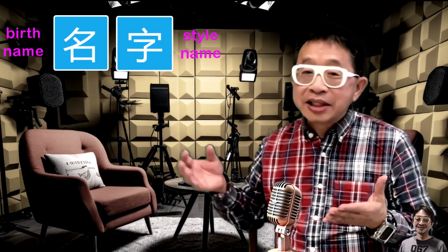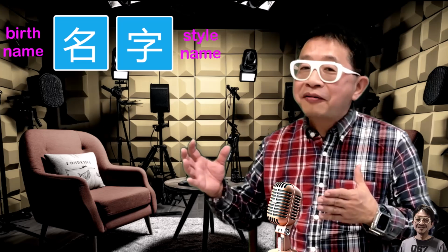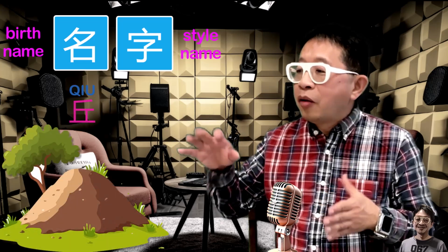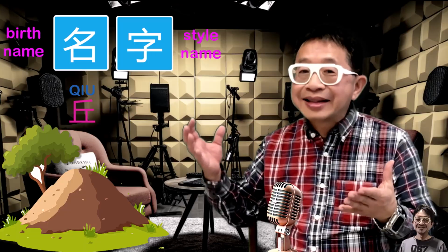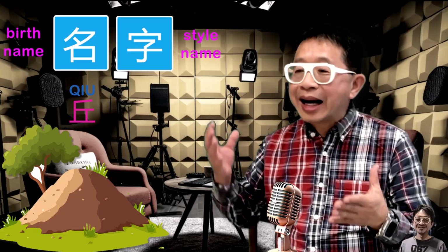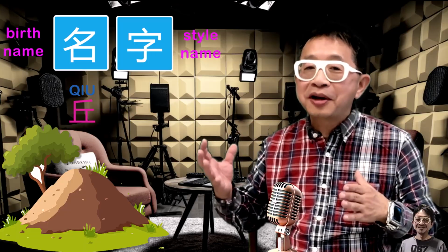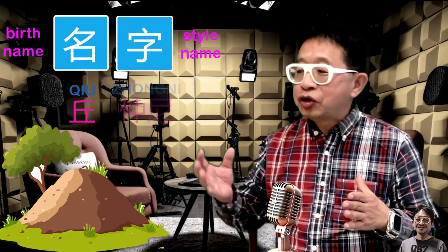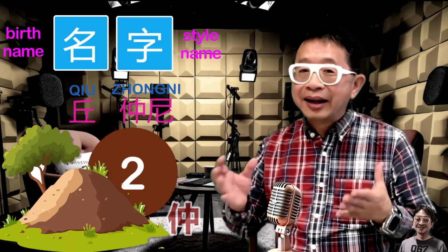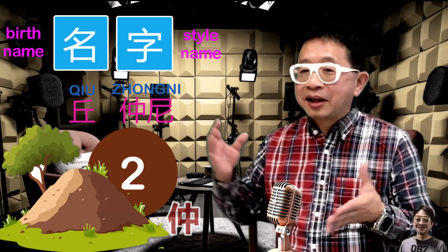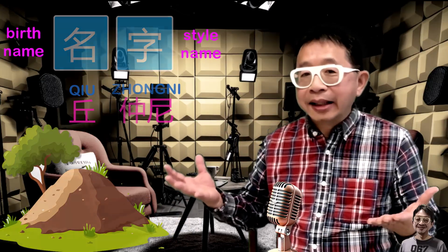Or let's look at Confucius himself. Confucius himself was given the name Qiu, which meant a mound or a hill, presumably because that was where he was conceived. And when he got the chance to choose a style name for himself, what did he choose? He chose Zhong Ni. Zhong because he was the secondborn, and Ni, mud, because the mound was made of mud.